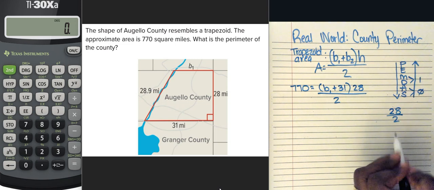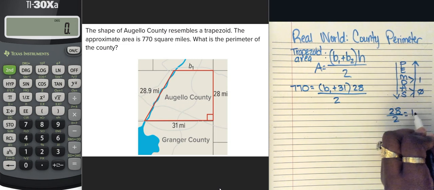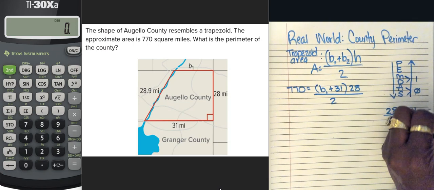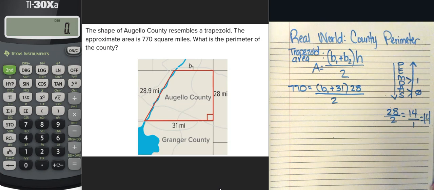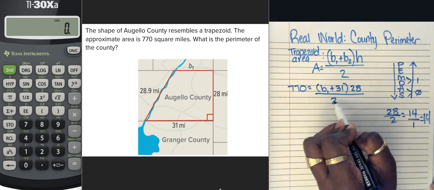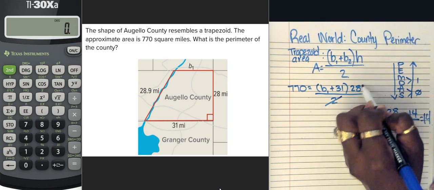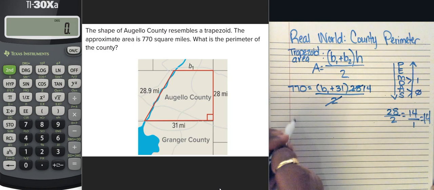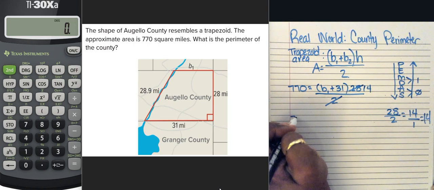And I can definitely do that. 28 divided by 2 gives me 14. That's the same thing as saying 14 over 1, and 14 over 1 is the same thing as 14. So I can get rid of this denominator, and I'm left with 14 in my numerator. The denominator is gone, so now it's just multiplied by 14. All right, so now we have 770.